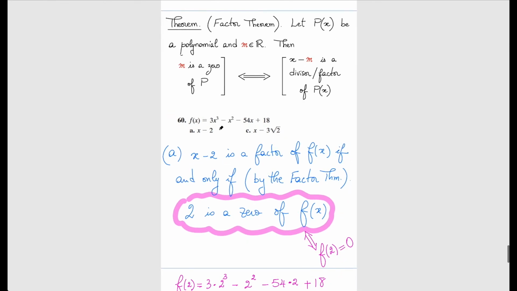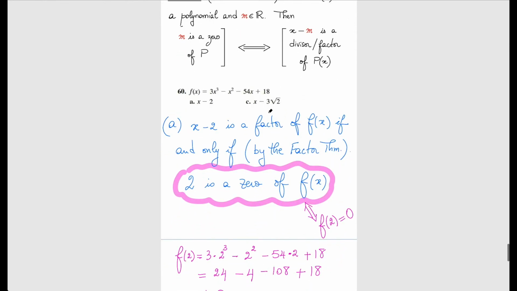Same thing as part A, but now instead of 2, what do we have? Instead of 2, we have 3 square root of 2. Correct? So technically it's the same discussion, but instead of the 2, I'm going to inject 3 square root of 2.